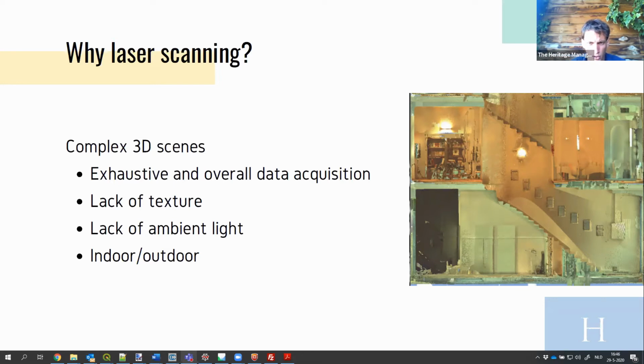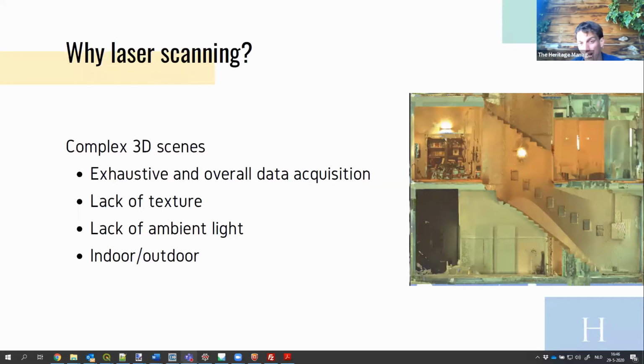If you go into literature, especially literature that goes back to, let's say, 10 to 15 years, it is also said that laser scanning is much more accurate compared to photogrammetry.